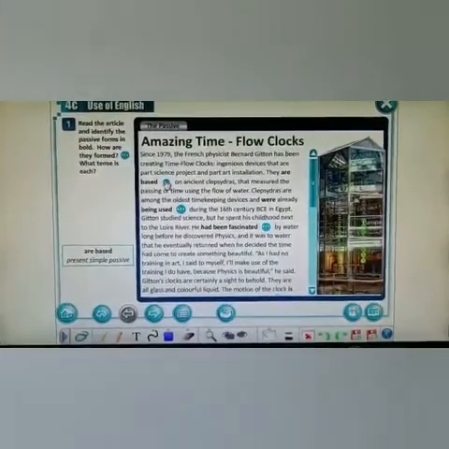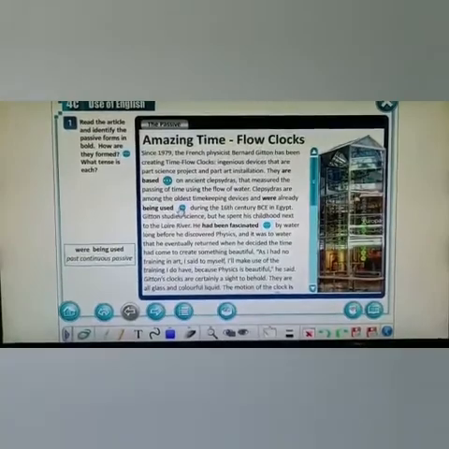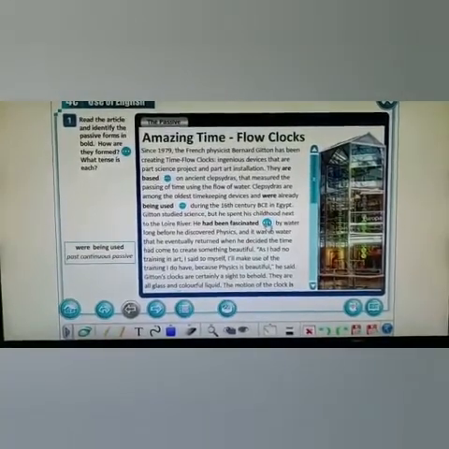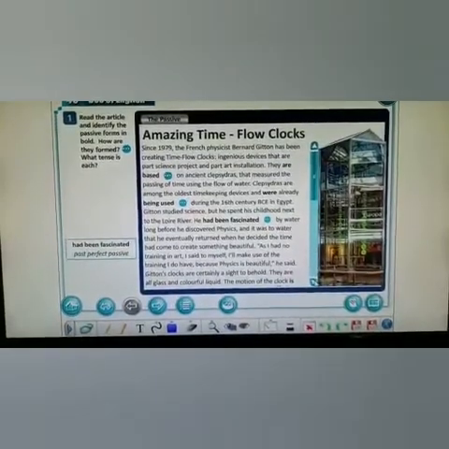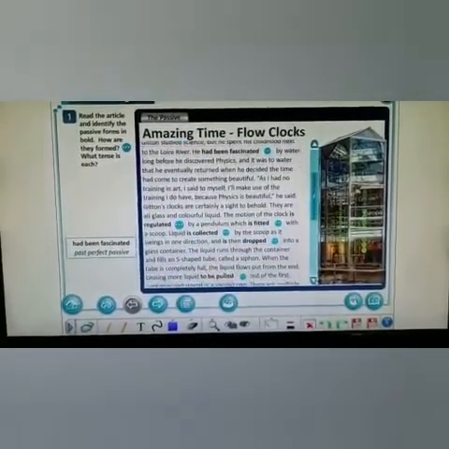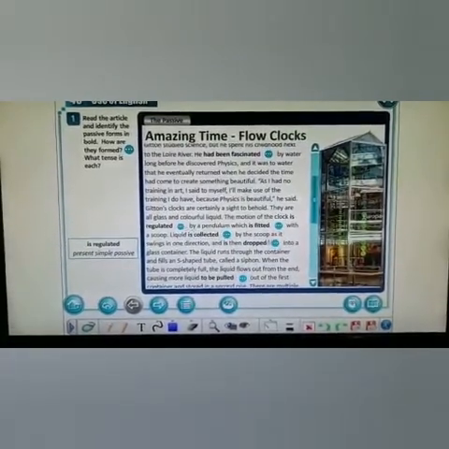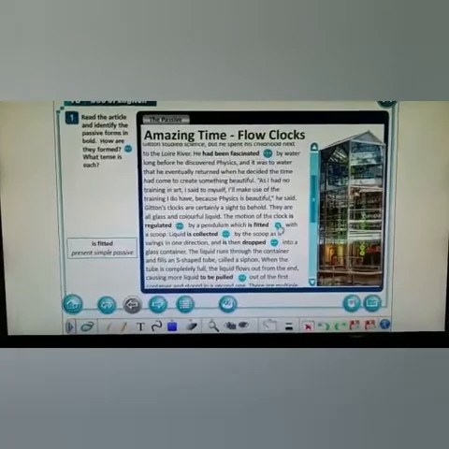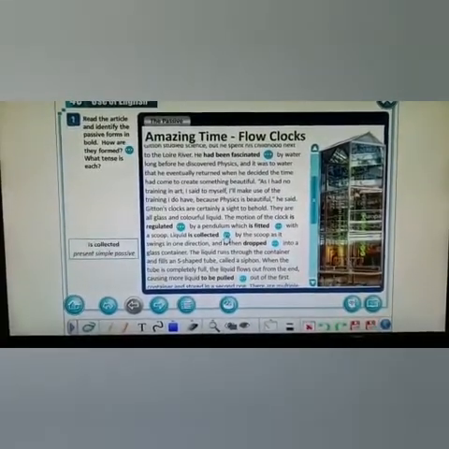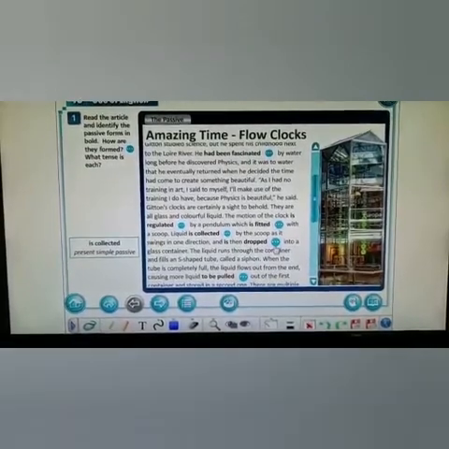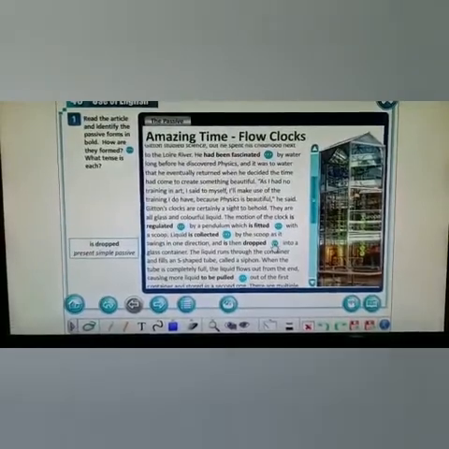Are based: present simple passive. Were being used: past continuous passive. Had been fascinated: past perfect passive. Is regulated: present simple passive. Is fitted: present simple passive. Is collected: present simple passive. Is dropped: present simple passive.